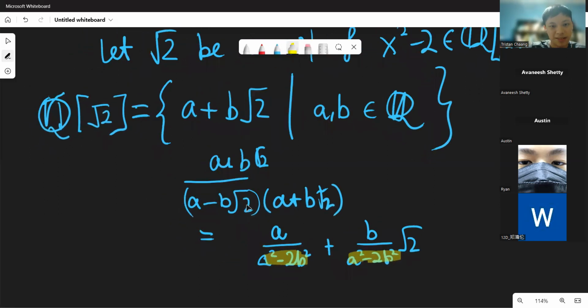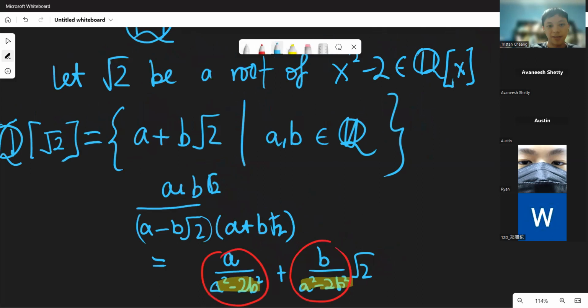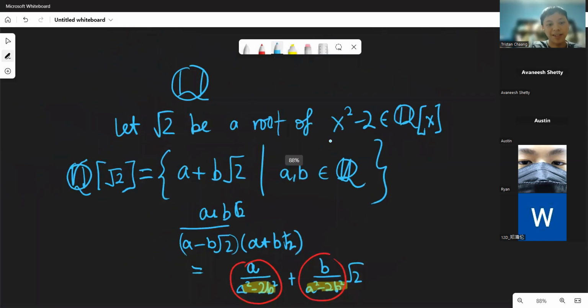Because this is a rational number, this is a rational number. So this is indeed a field. So let's look at what we did just now. What we did is we actually added some new root of some irreducible polynomial into it. Now suddenly we can construct a new larger field.